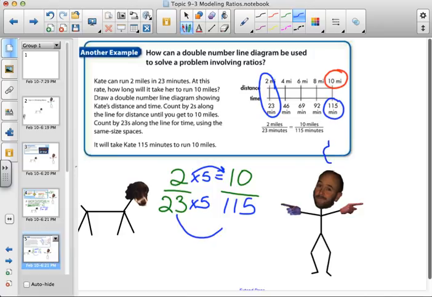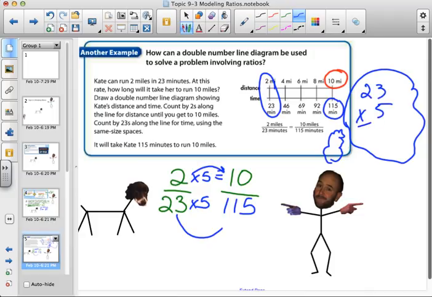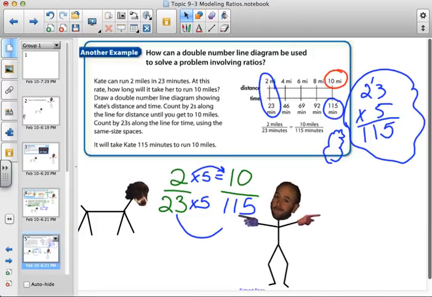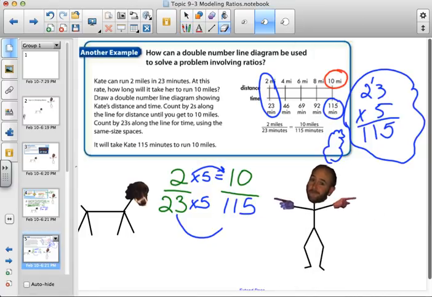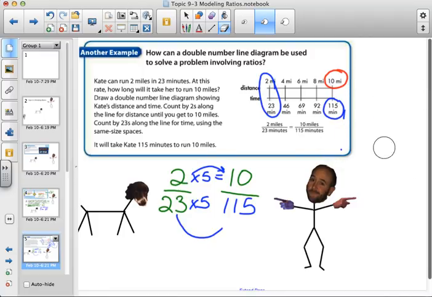23, let me do this in my head. If I take 23 and times it by 5, 5 times 3 is 15, 5 times 2 is 10 plus 1 is 11, that gives me just what I need. Very good, very good. Okay, so that's how you use a double line graph, or a double number line diagram.